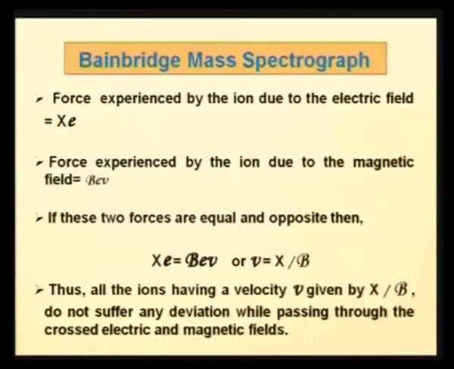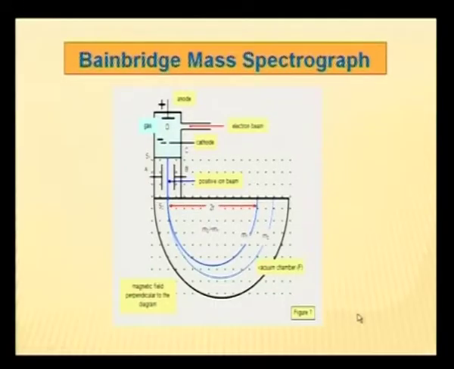So the force experienced by the ion due to the electric field is Xe. The force experienced by the ion due to the magnetic field is BeV. If these two forces are equal and opposite, then Xe will be equal to BeV, or velocity v will be equal to X by B. Therefore, and this is a very important expression, all ions having a velocity v given by X by B do not suffer any deviation while passing through the crossed electric and magnetic fields.